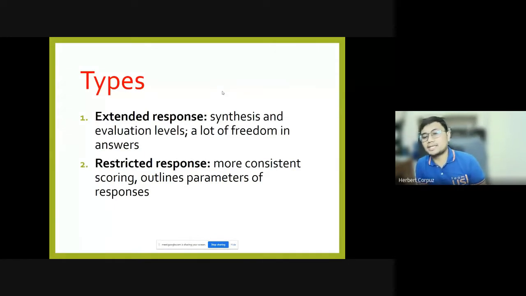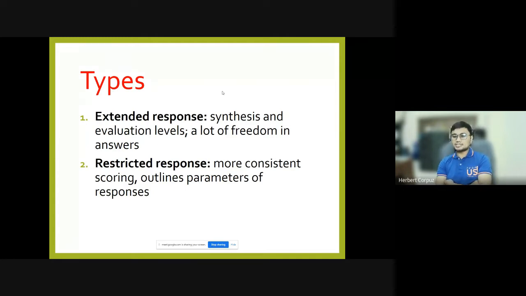And there are two types of essay tests. We have the extended responses and restricted responses. We call it extended response because it promotes synthesis and evaluation levels of cognitive complexity. Because students have a lot of freedom in answering the question. Meaning to say, ang mga estudyante ay free na kung ilang sentences, ilang paragraph ang pwede nilang isagot sa nasabing katanungan. That is why it's being called extended response. No limitations, no limits for students, whatever response they will be giving to a certain essay test item. Then we also have the restricted response.